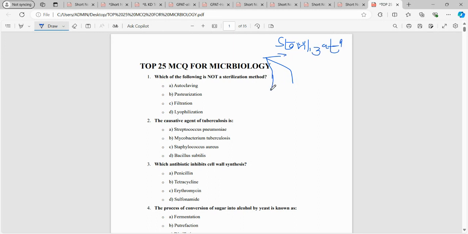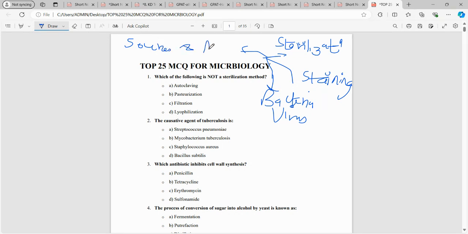The next domain is bacteria and viruses, either their structure or something else. The third domain is staining: gram staining, acid-fast staining, IMVIC. From those points, there could be questions. The fourth domain is the source of antibiotics and the different microorganisms used in microbiological assays, like E. coli is used in chloramphenicol, and Streptomyces griseus is a source for streptomycin. All this is very important when I talk about microbiology MCQs for GPAT.